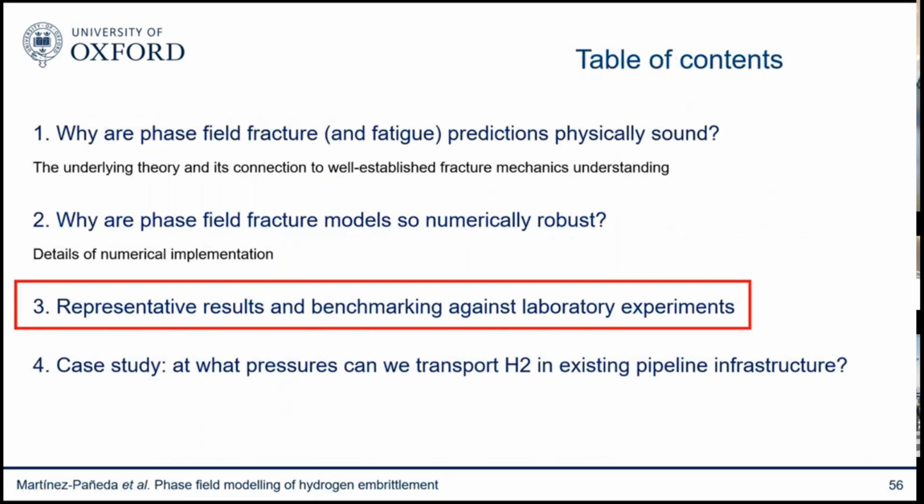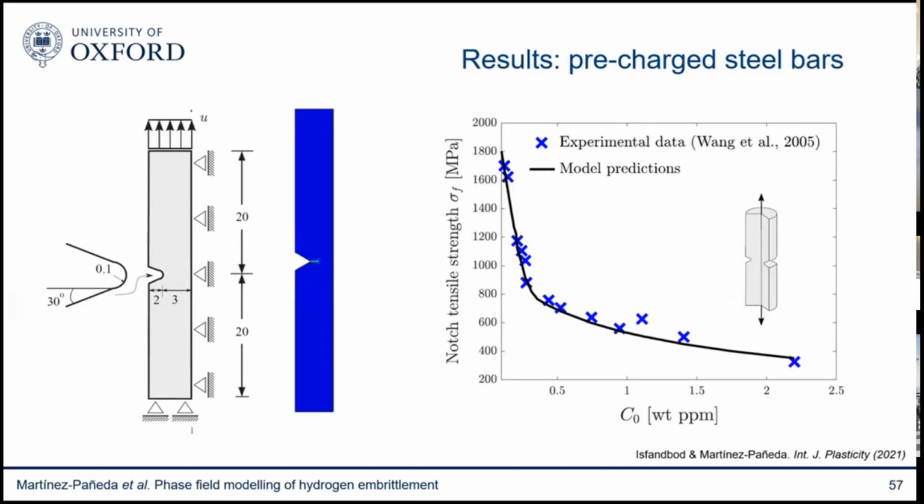Okay, let me move to the third part. I think I'm well on time, showing some representative results and benchmarking against laboratory experiments. So these are some representative results. For example, these are pre-charged steel bars. These were some high-strength steel bars that were immersed into hydrogen gas, and then they measured the various hydrogen concentrations, and they measured the notch tensile strength versus the hydrogen content, and you can see that we got a very good agreement with the model. These symbols are the experiments. The model is the black line. And again, this has no fitting whatsoever.